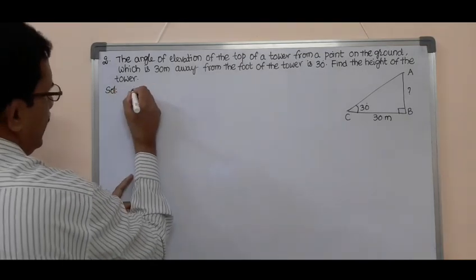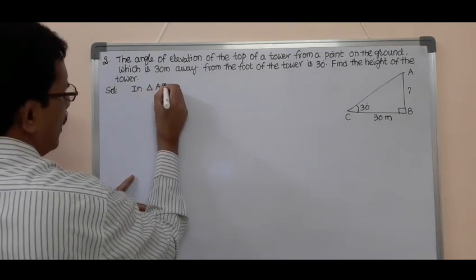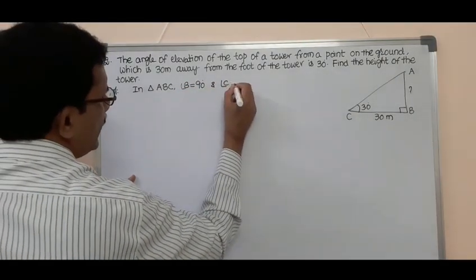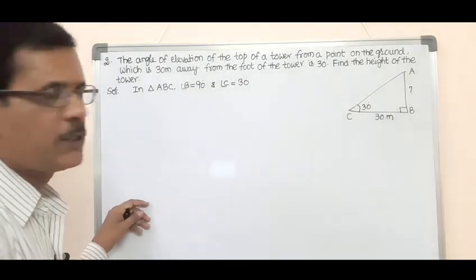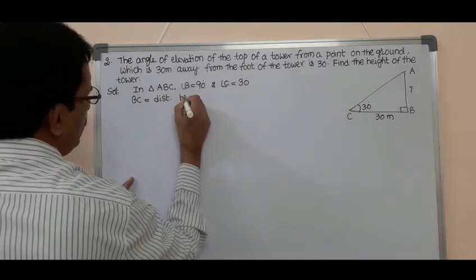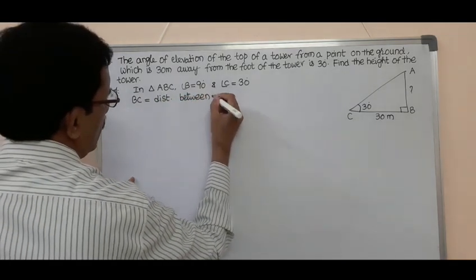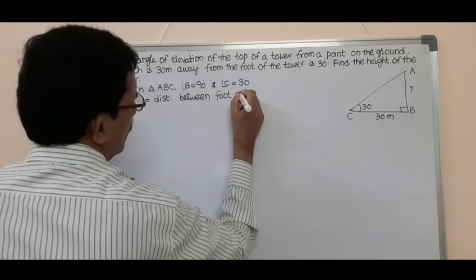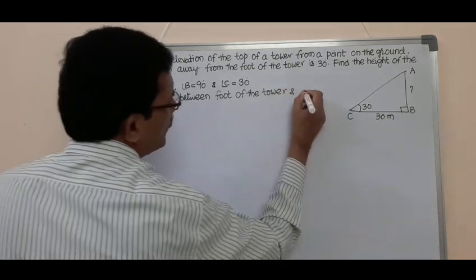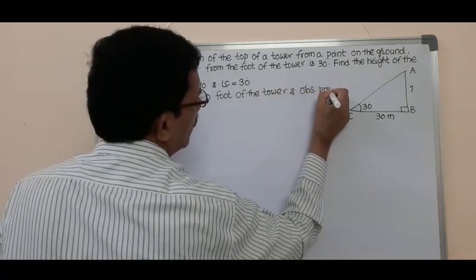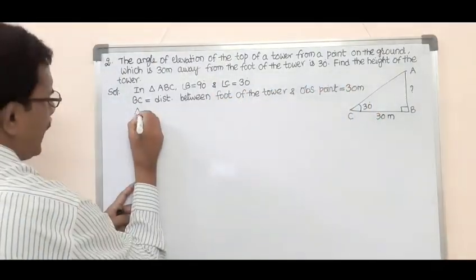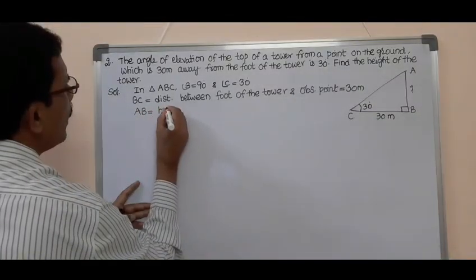Solution. In triangle ABC, angle B is equal to 90 degrees and angle C is equal to 30 degrees, that is angle of elevation. BC is equal to distance between foot of the tower and observation point, that is given 30 meters. Now we have to find height of the tower. AB is equal to height of the tower.